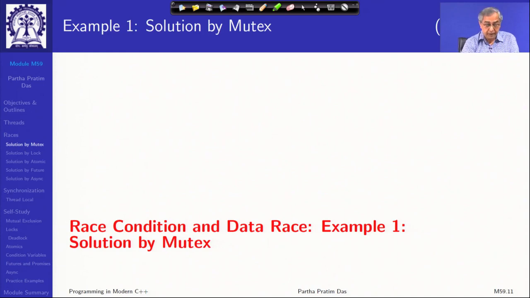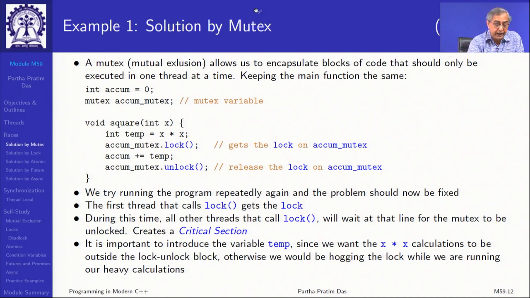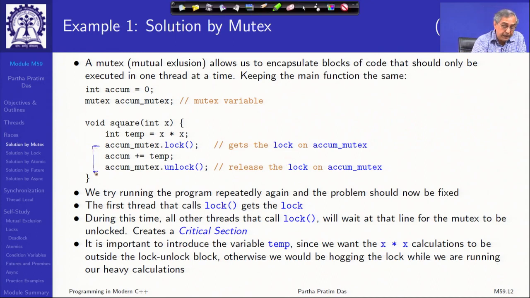So, the first solution which we have seen is by doing a mutex. Mutex is like a gate. What it creates is what is known as a critical section or a critical region. When a thread reaches this point, and assuming that no other thread has reached that point, then it will acquire that lock. It can acquire the lock provided no other thread has currently acquired it. Once it has acquired the lock, it can proceed and perform this addition.